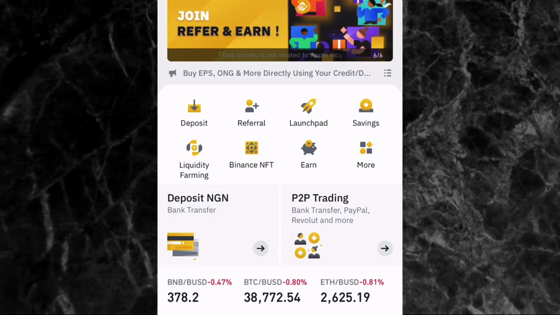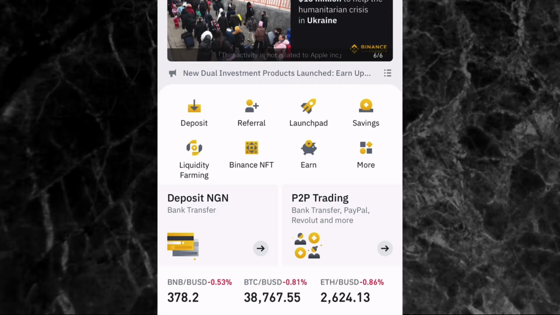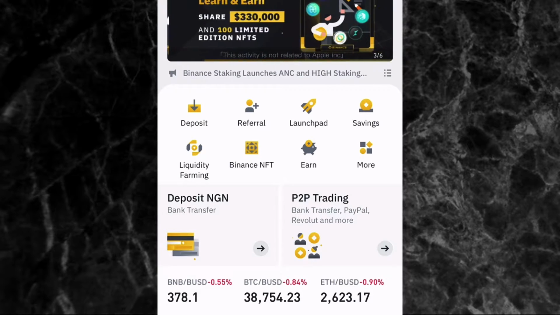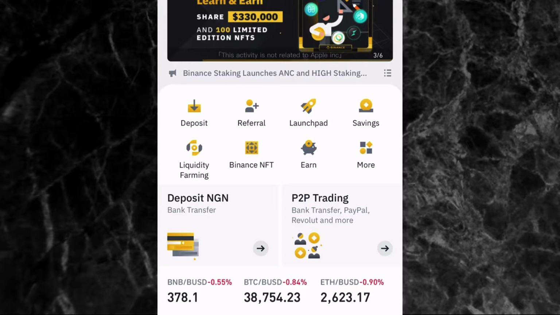Now, what is Binance Launchpad? Binance Launchpad is a token launch platform on Binance that allows Binance users to get early access to quality projects. And you also have the chance to get quality tokens for a very cheap price on Binance. That's the definition of Binance Launchpad.